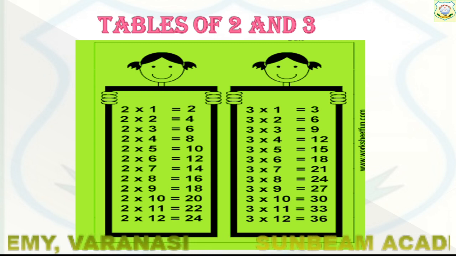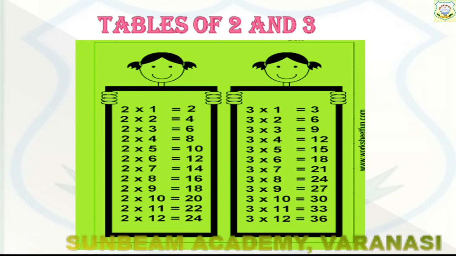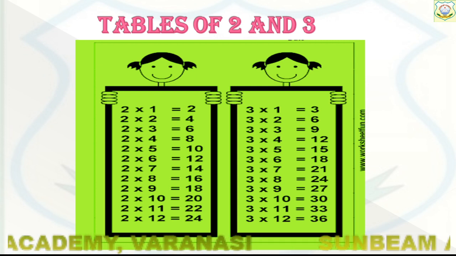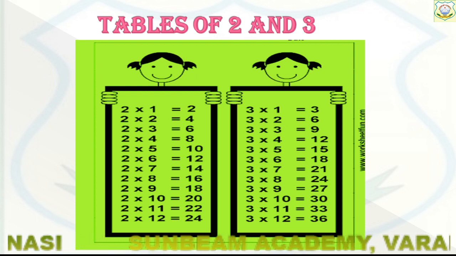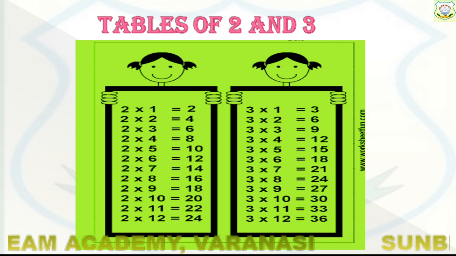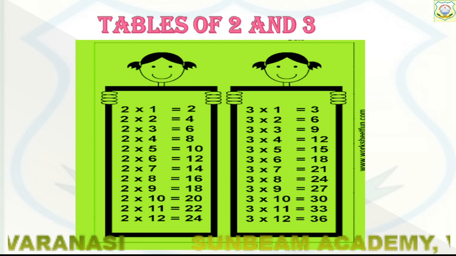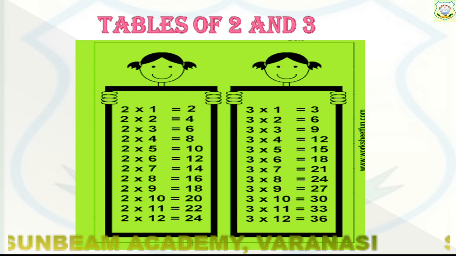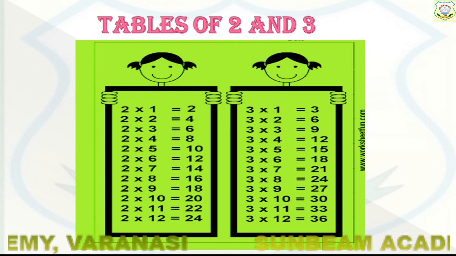Okay, so now repeat once again. 2 1 is 2. 2 2s are 4. 2 3s are 6. 2 4s are 8. 2 5s are 10. 2 6s are 12. 2 7s are 14. 2 8s are 16. 2 9s are 18. And 2 10s are 20. Okay, now repeat by your own.